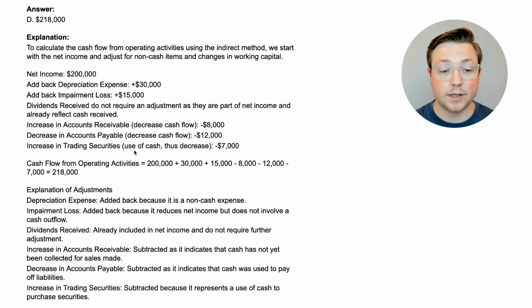And then an increase in trading securities. Again, you're using cash to buy those securities, and so that decreases your cash. So all that together, the net income plus the depreciation expense plus the impairment loss, less the increase in accounts receivable, less the decrease in accounts payable, and less the increase in trading securities gets you $218,000.